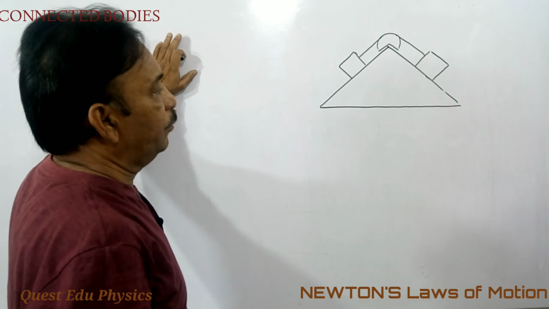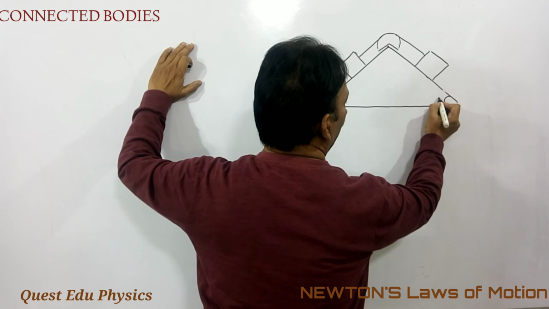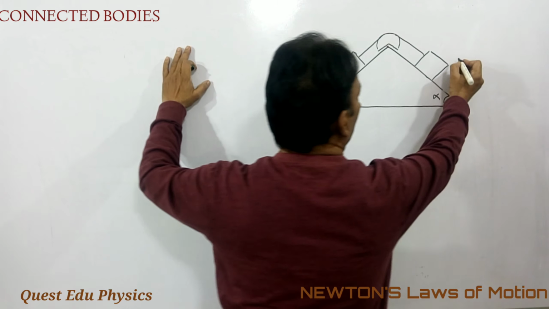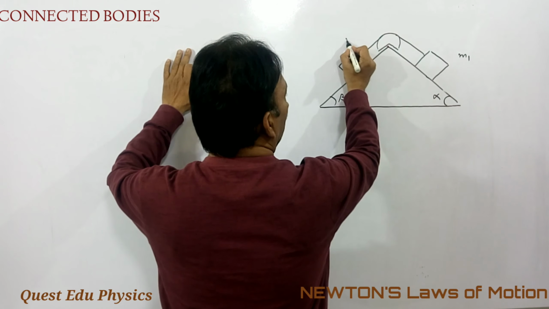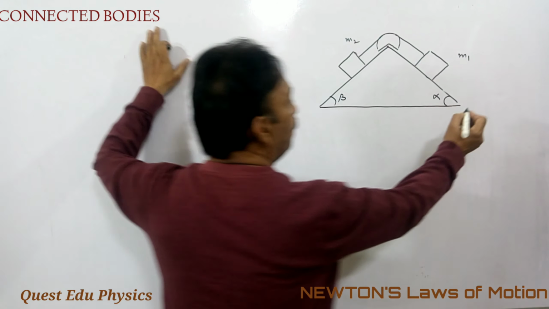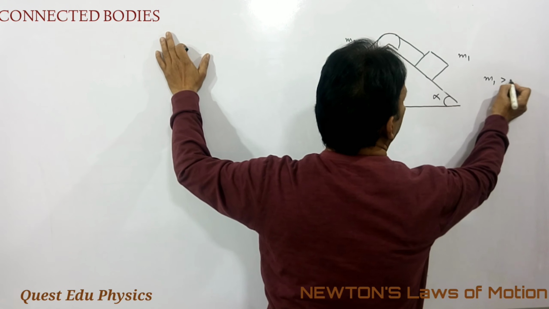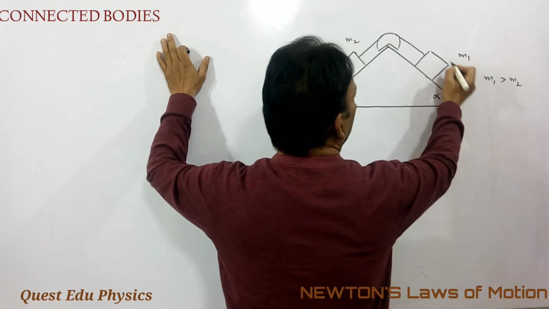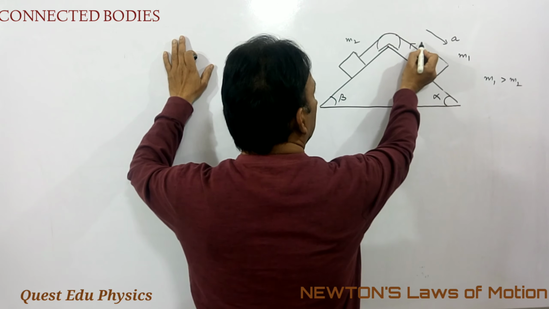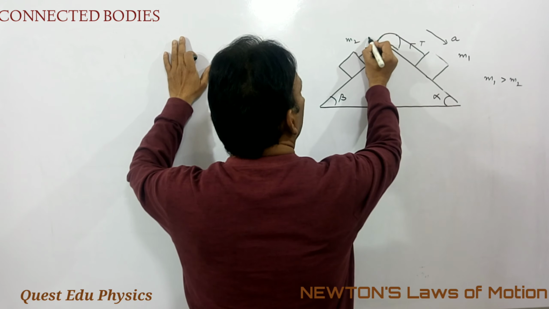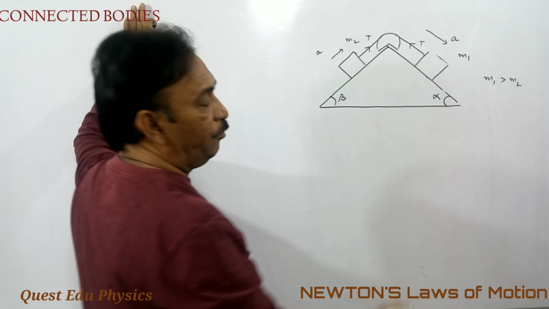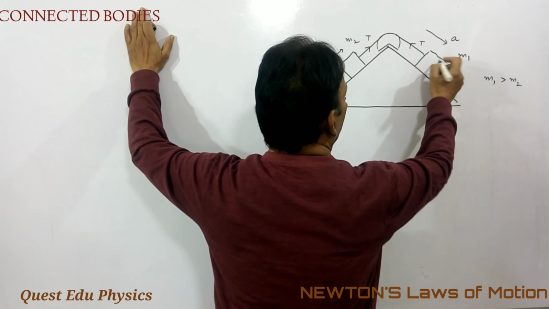Okay students, let's say the inclines make angles of alpha and beta, and the masses are m1 and m2. Say m1 is greater than m2, then obviously the body will move in this direction with an acceleration, and here it is the tension in the string, and the body will move in this way. Okay, let's resolve this one.